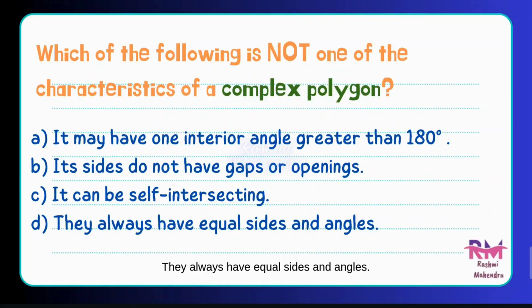They always have equal sides and angles. Do you think complex polygons always have equal sides and angles? So, we know the answer. The correct option is D.